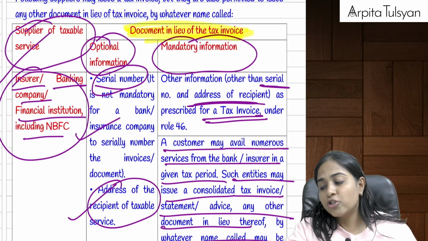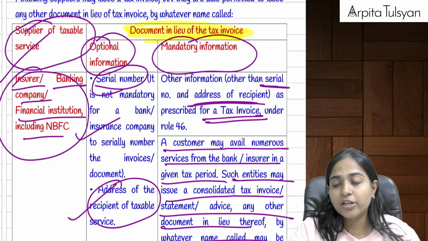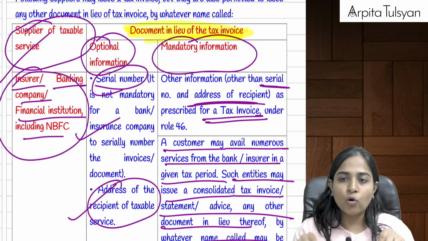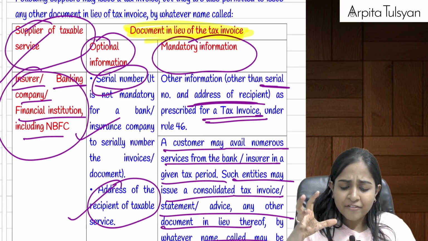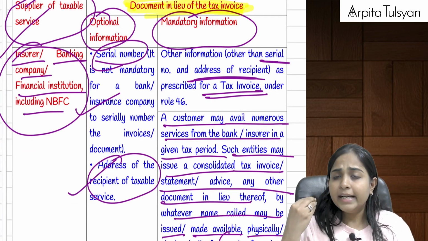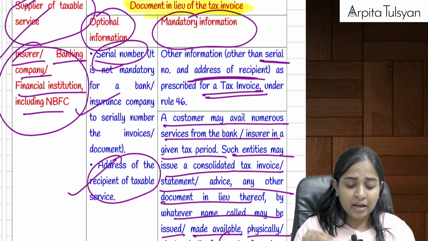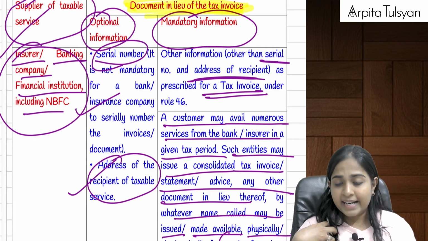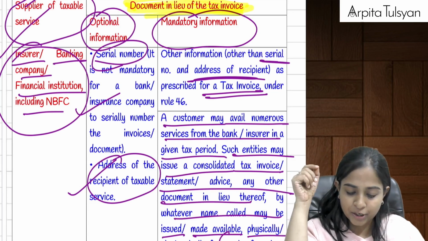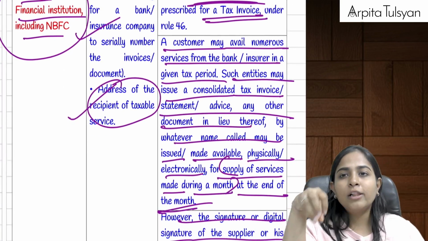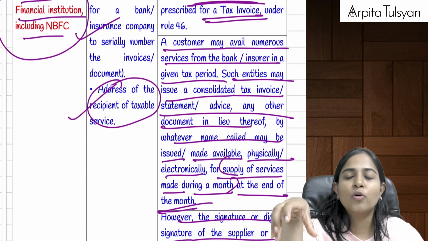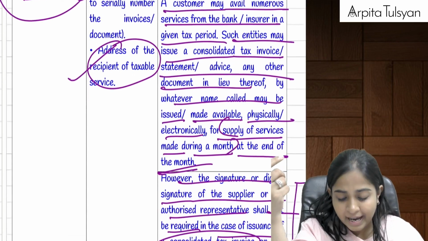Example: insurance companies, banking companies, financial institutions including NBFCs can issue any document in lieu of the tax invoice, which should have some mandatory information. It is not mandatory for them to have the serial number and address of the recipient, but other details of a tax invoice must be presented in that document. And for all the supplies done during a month, the bank, insurance company, etc., can issue me a consolidated statement at the end of every month.